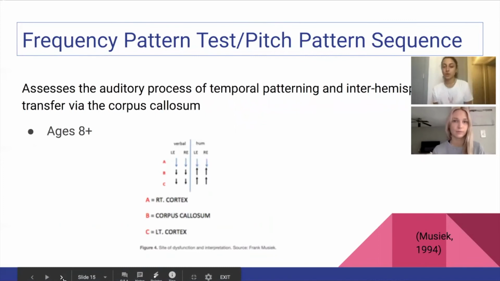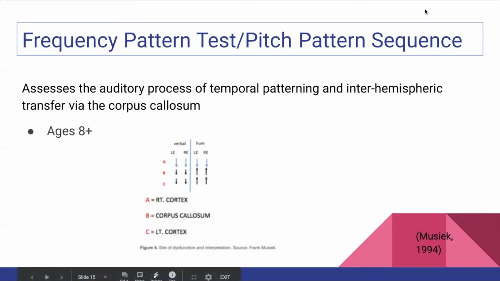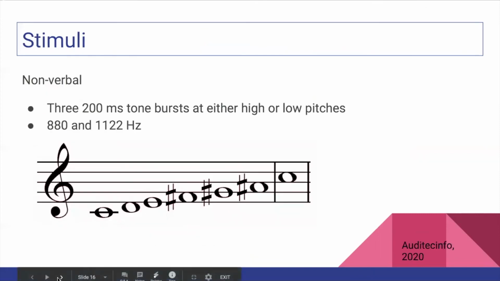So the frequency pattern test, also called the pitch pattern sequence, is used to assess the auditory process of temporal patterning and interhemispheric transfer via the corpus callosum. It is normalized for patients ages 8 and above. The stimuli used for this test are nonverbal, which is a benefit for patients whose native language is not English.